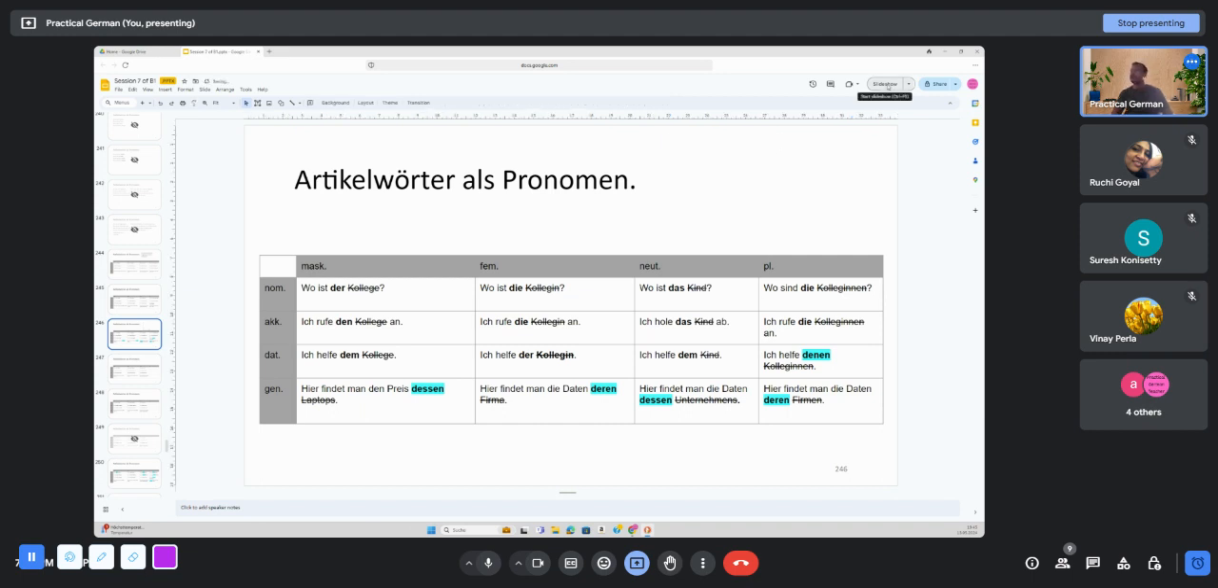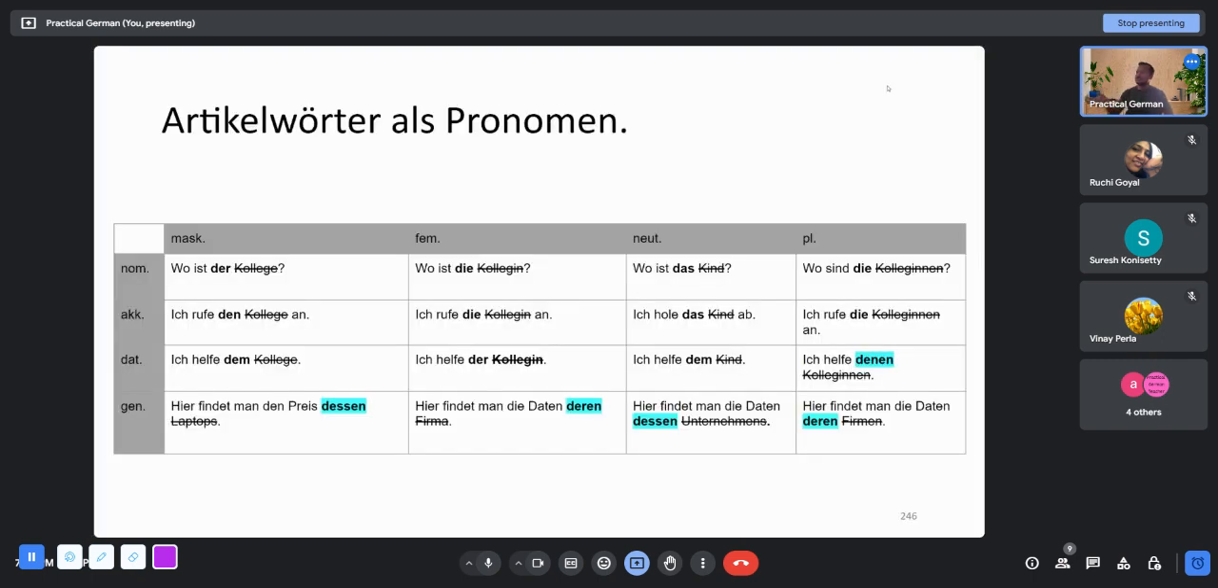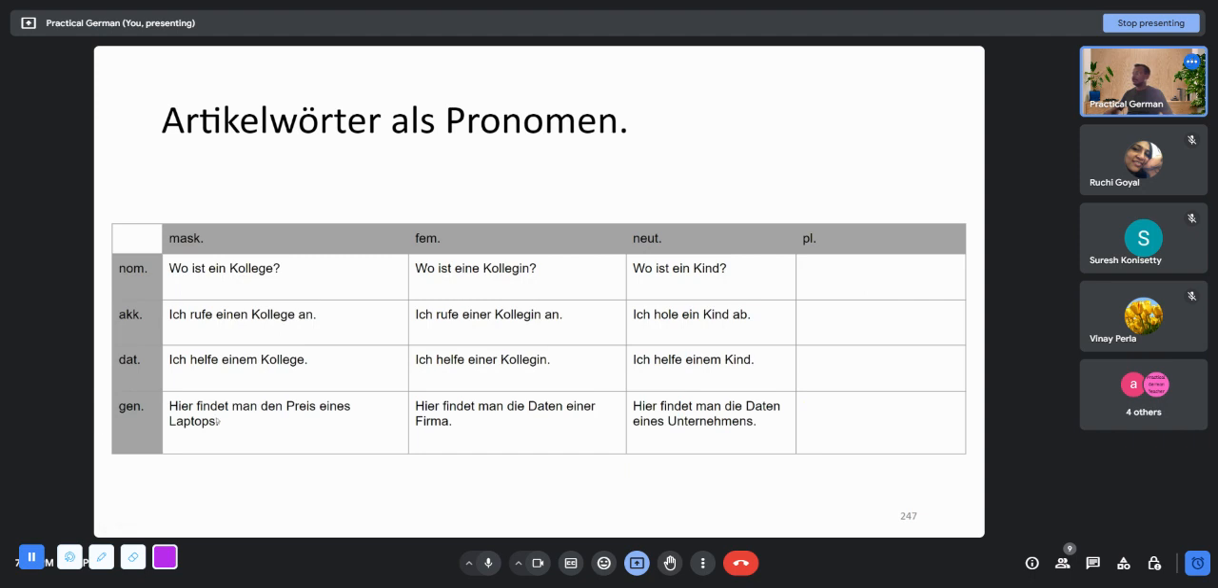Okay, so you understand, right? For as long as definite articles go, you can just throw the noun away. For nominative, accusative, and dative cases, it's almost the same. You just throw the noun away. For dative case, you have to be careful, right? Ich helfe denen. Normally you'd say ich helfe den Kolleginnen, but if you throw the noun away, you will have to say denen. In the genitive case, you have to remember. Similarly, here you have this, right?